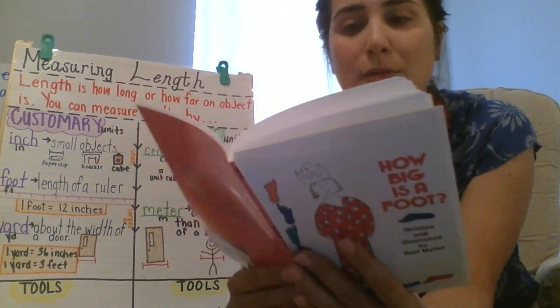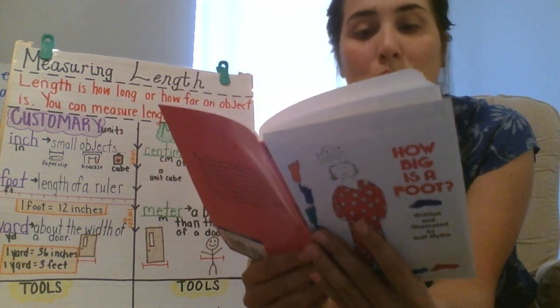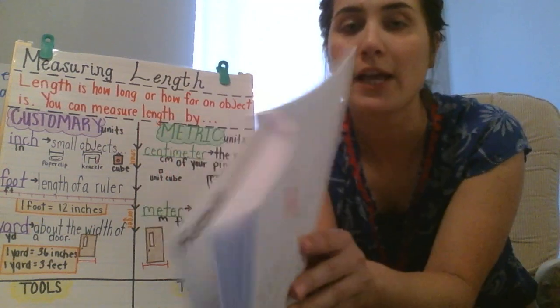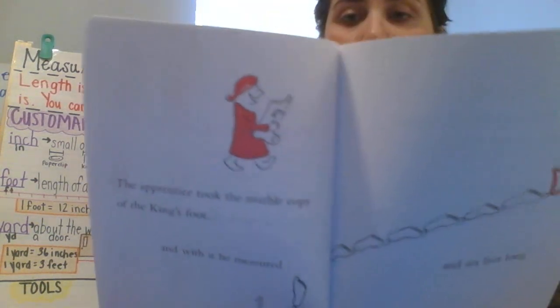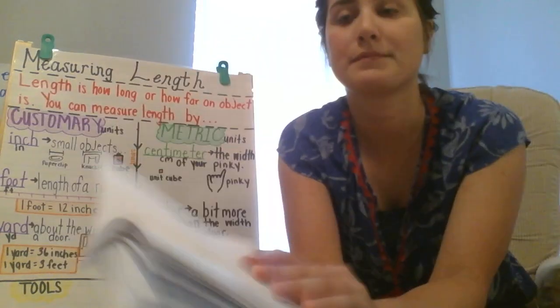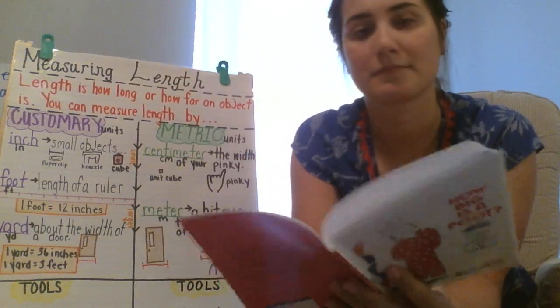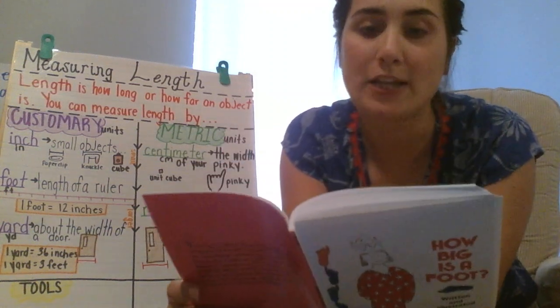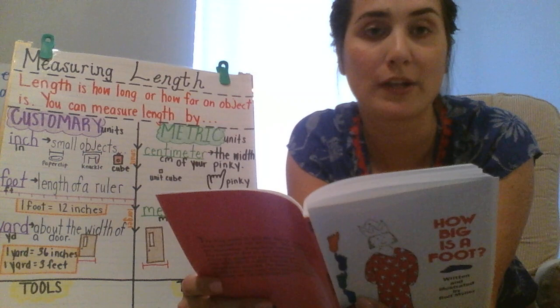The apprentice took the marble copy of the king's foot, and with it he measured 3 feet wide and 6 feet long, and built a bed to fit the queen. The bed was ready just in time for the queen's birthday.